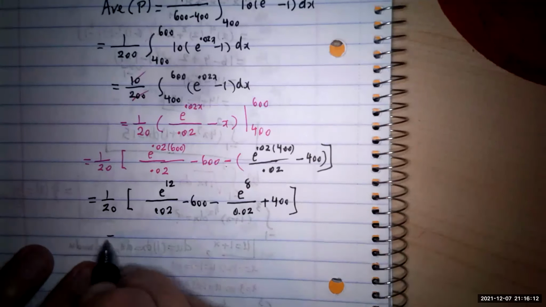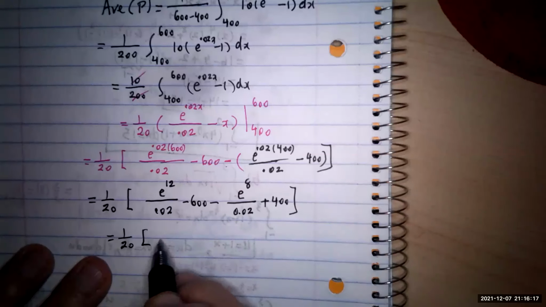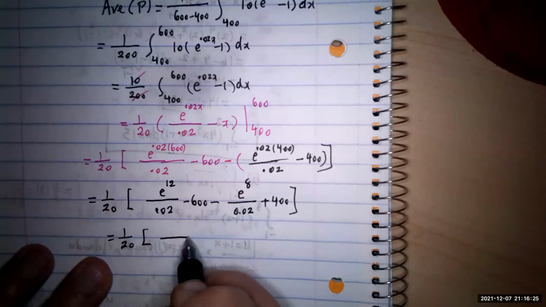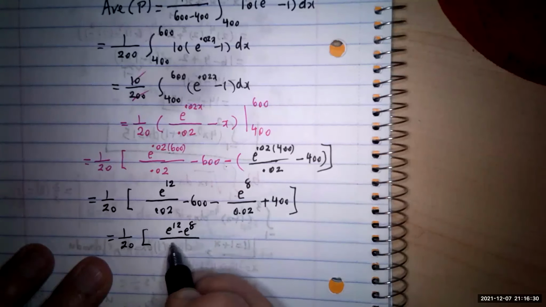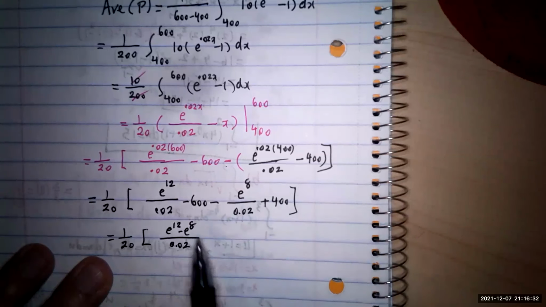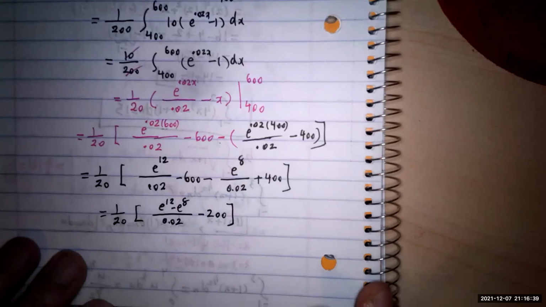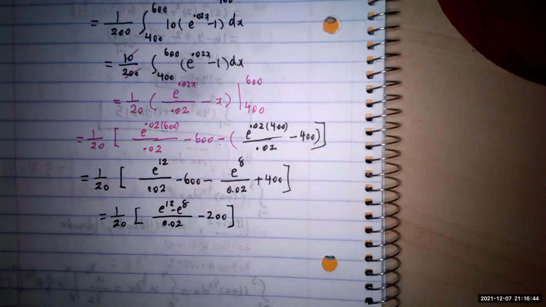Okay, so it's going to be equal to 1/20. The e terms, you can put these two together and just use your calculator to take care of it. If you like, you can write it down as e to the 12 minus e to the 8, or just use the calculator, divided by 0.02. And that's negative 600 and 400, which gives you negative 200. Then we can use the calculator to get these numbers.